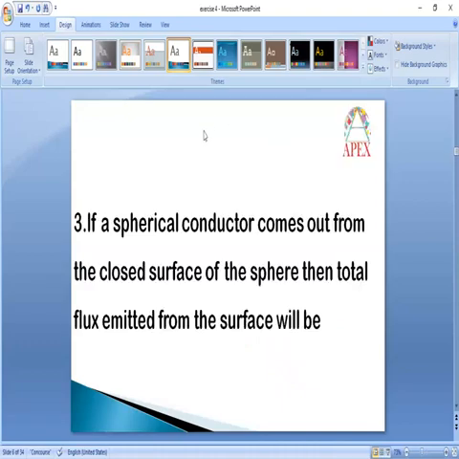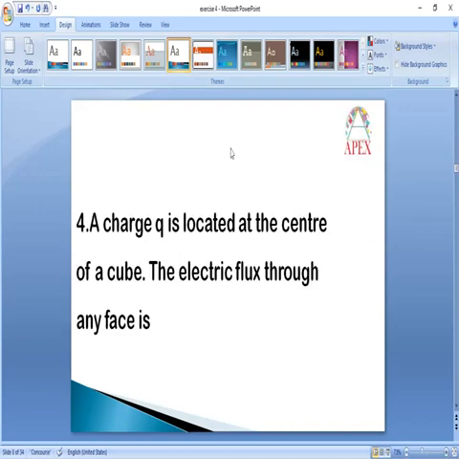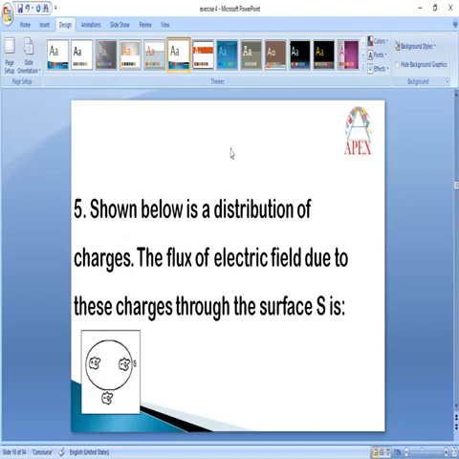Now, question number 3. If a spherical conductor comes out from the closed surface of the sphere, then total flux emitted from the surface will be. Just they're asking here only the formula, that is nothing but 1 by epsilon naught into the total charge enclosed by surface. It was given in the options here. So, next question number 4. The charge Q is located at the center of a cube. The electric flux through any face, the same question as second one, that is Q by 6 epsilon naught only.